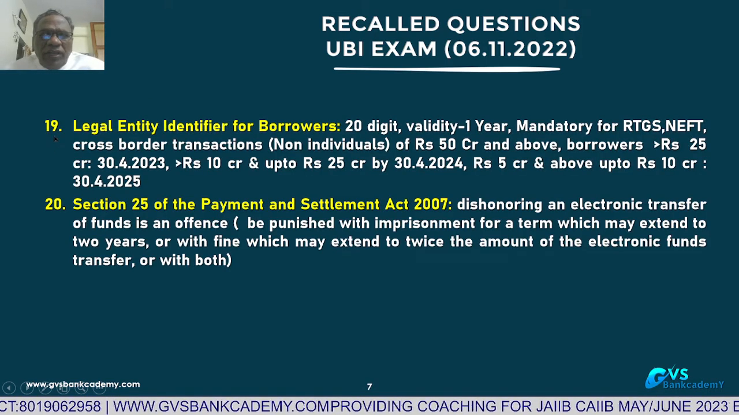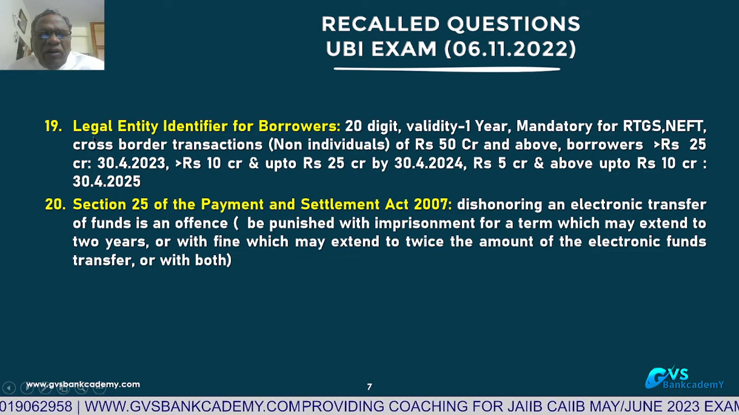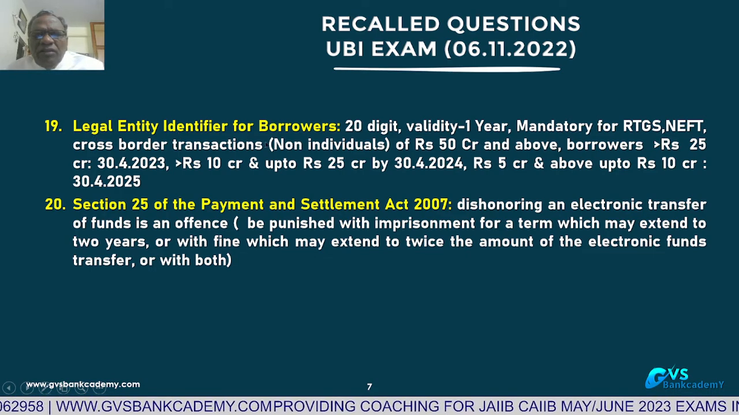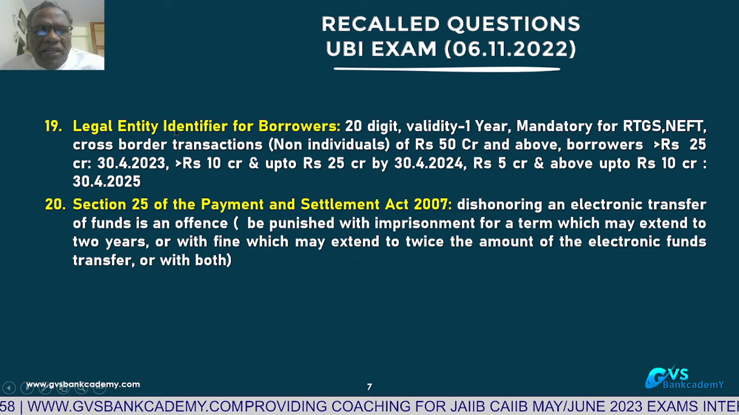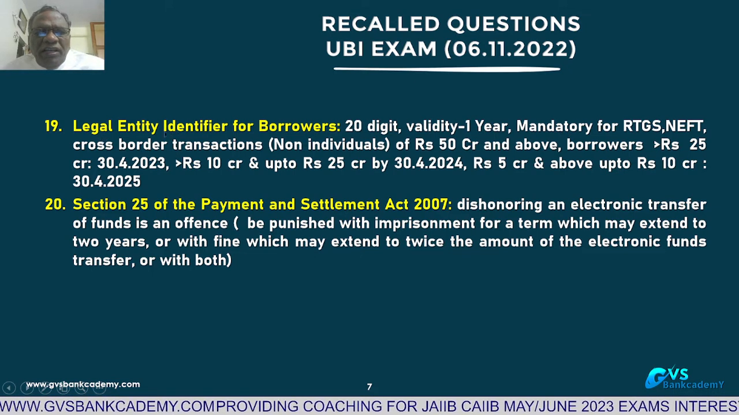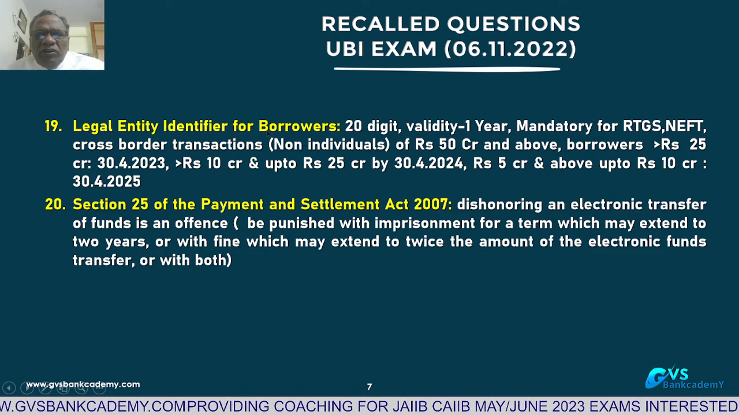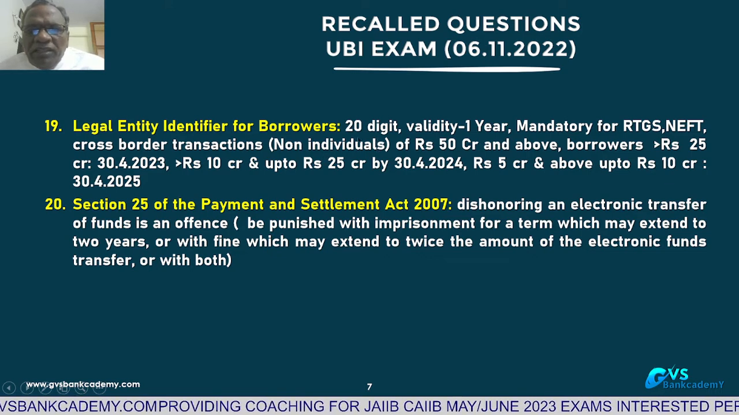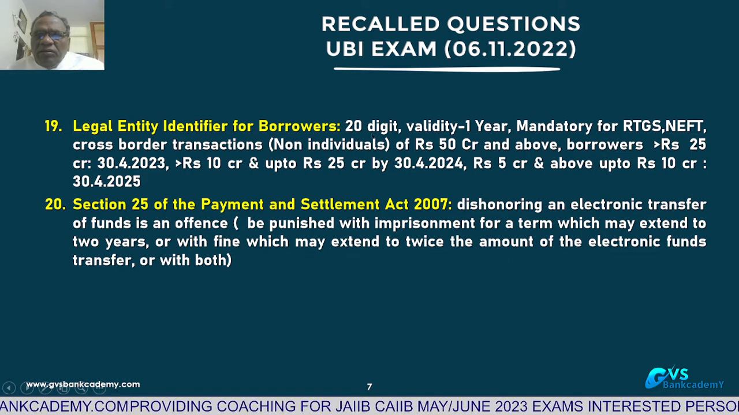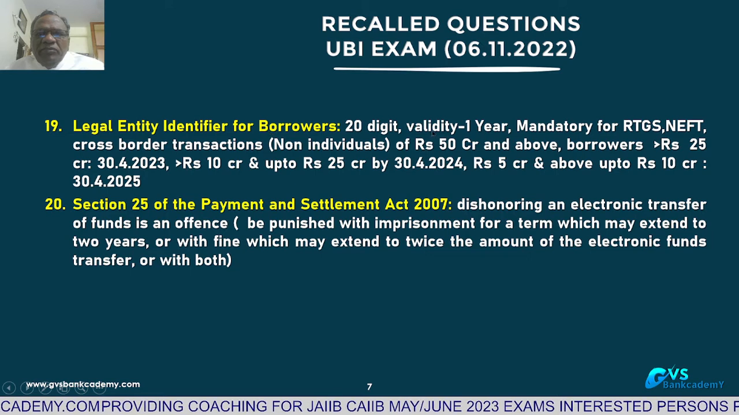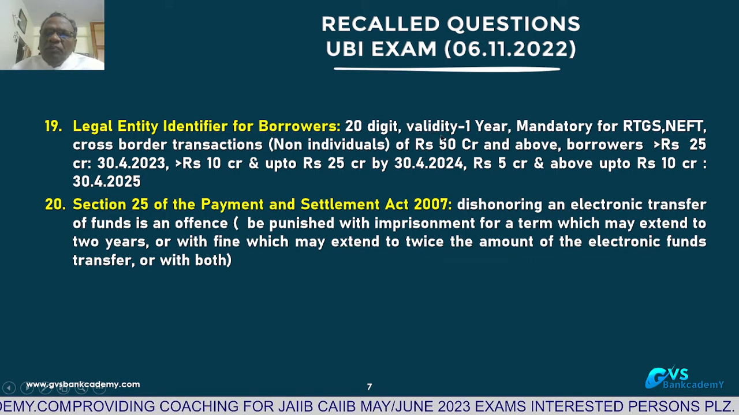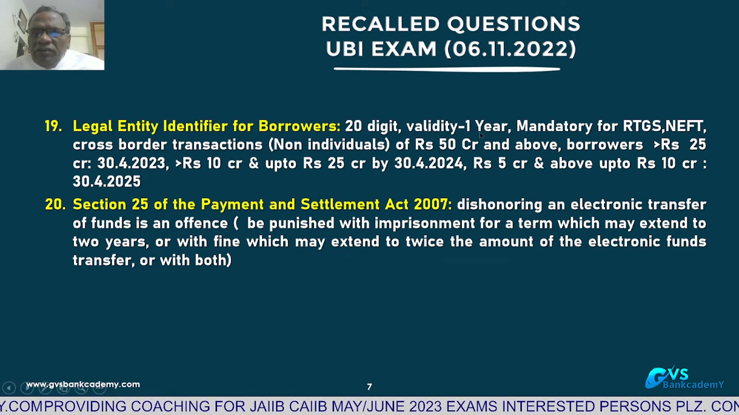Question 19, very important for all scales, clerical to all scales. Legal Entity Identifier, LEI, for borrowers. Presently it is a 20-digit number. The validity of the number is 1 year. Every year they have to renew it by paying the fee.